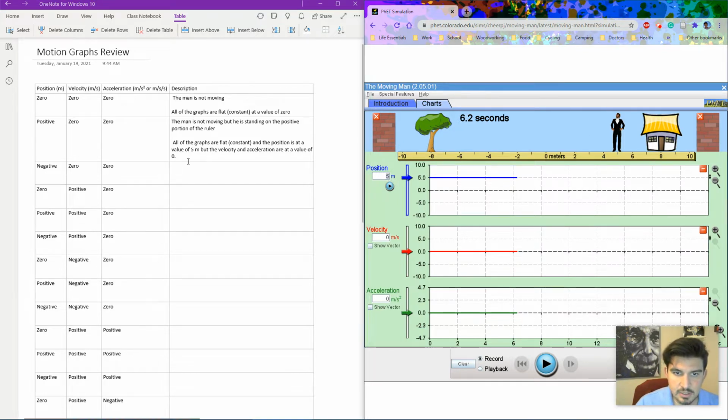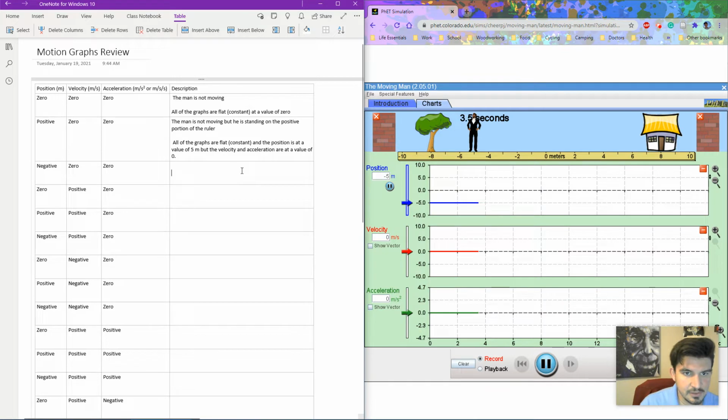Now I'm going to set his position to negative and leave the other two as 0. And if we do that, let me go ahead and type that in. We'll clear the graphs. You can probably predict in your mind using our pattern what is going to happen. Hopefully in your mind you were thinking, well, all we've changed is that he's on the negative side of the graph now. So we would say the man is not moving, but he is standing on the negative portion of the ruler.